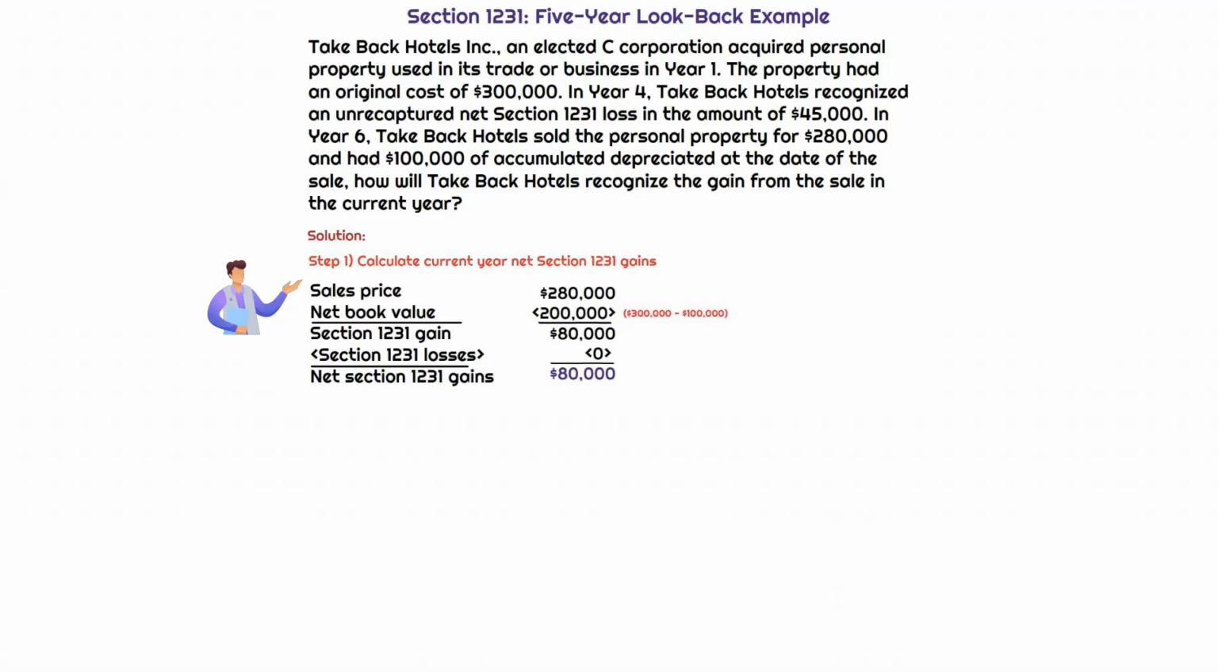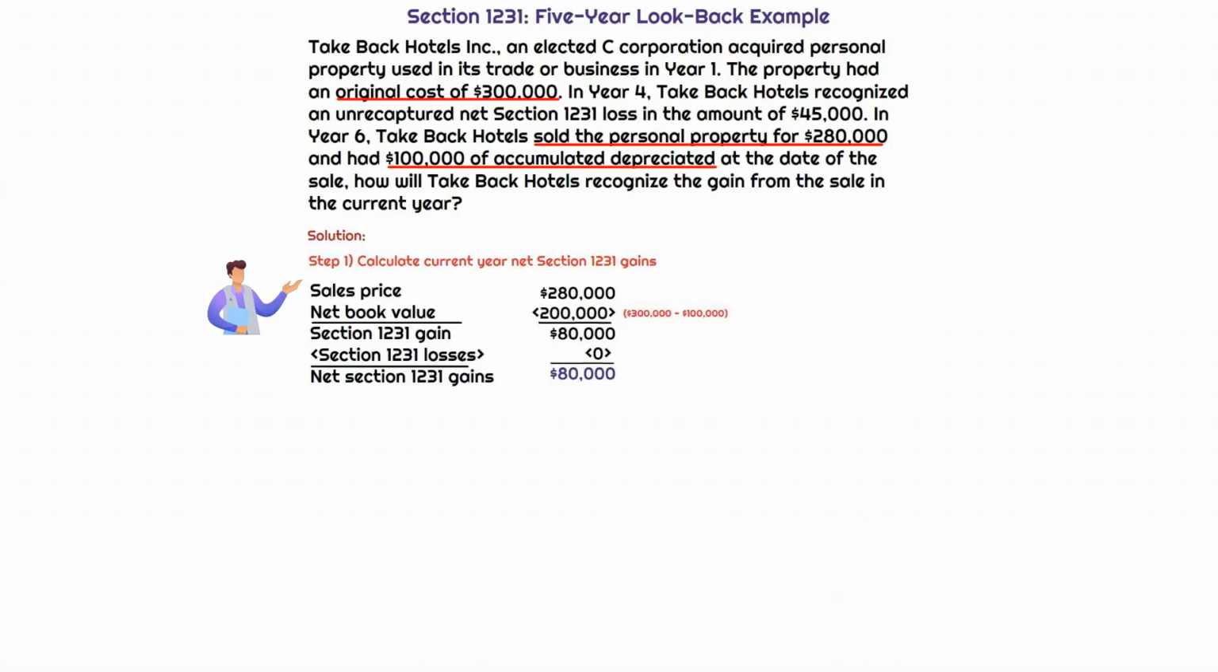Okay, so it looks like only one asset was sold. So we sold this asset for $280,000. So what was the book value of this asset? Well, the original cost was $300,000 and the accumulated depreciation was $100,000. So $200,000 is the book value at the time of the sale. So it was sold for $280,000 with a book value of $200,000. That gives us a gain of $80,000.